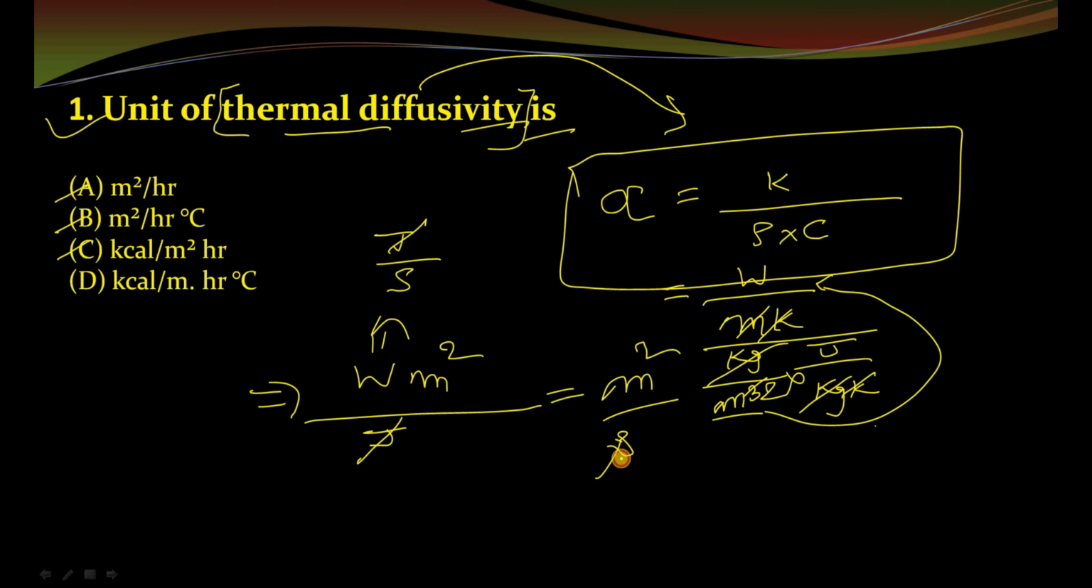Now what will be the right answer? The right answer will be option A. Meter square per hour: here the unit of time is in hour and here in second. This is an SI unit, and here the time unit is converted into hour. So simply you can say that the unit of thermal diffusivity is meter square per hour.